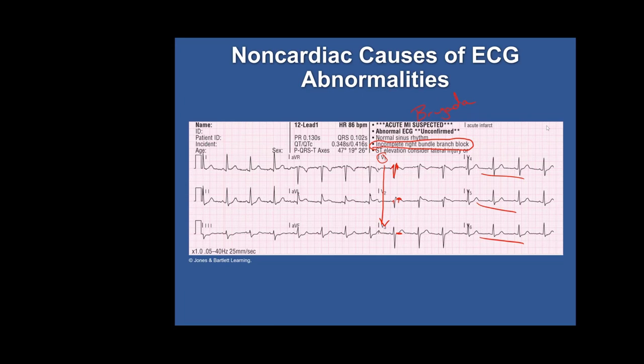The vast majority of the time, I would prefer that you look at this and say, hey, initially I think I've got an elevation in V1 and V2. So what does ST elevation in V1 and V2 tell us generally, if we're not talking about Brugada syndrome? What does ST elevation in V1 and V2 mean?